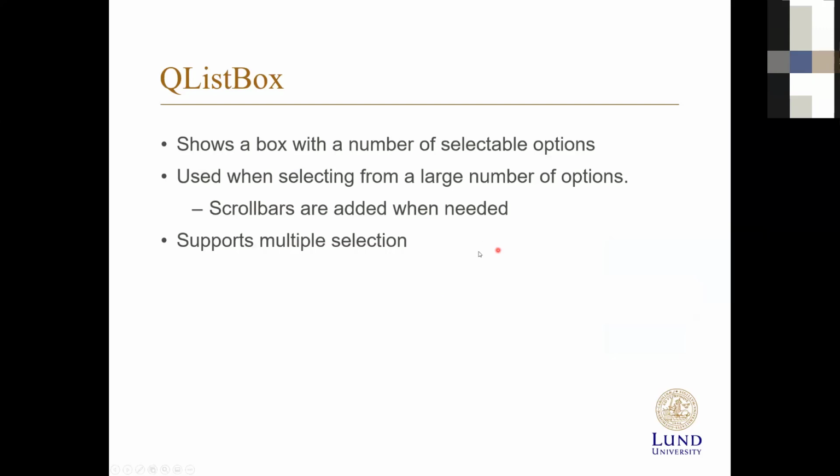Okay, Listbox is similar to the Combobox, but it displays all the items in a list. It can be used if you have a large number of options you want to select. You can have a list and you can scroll up and down in that list, and you can also support multiple items in that list box.